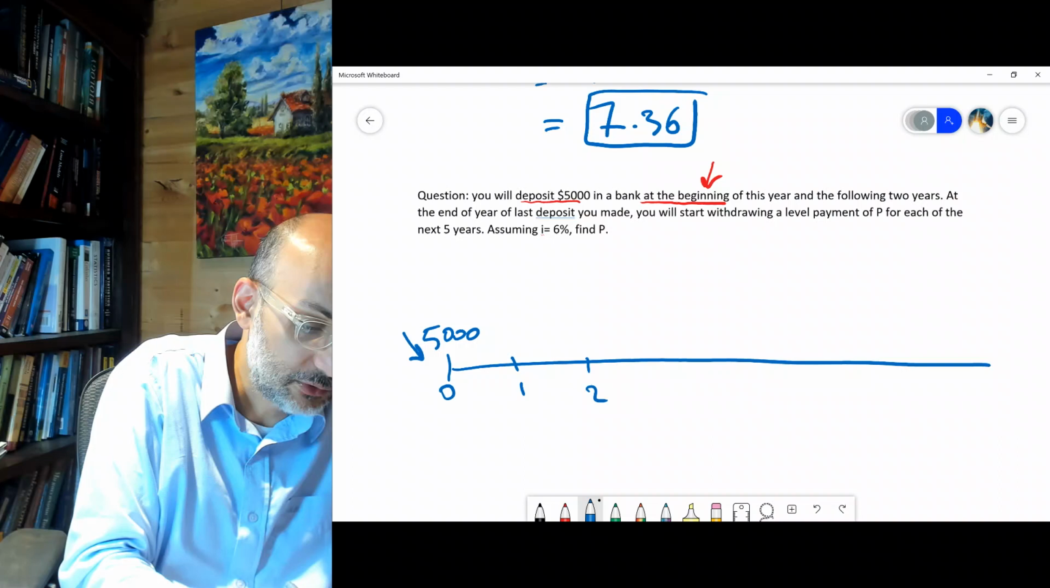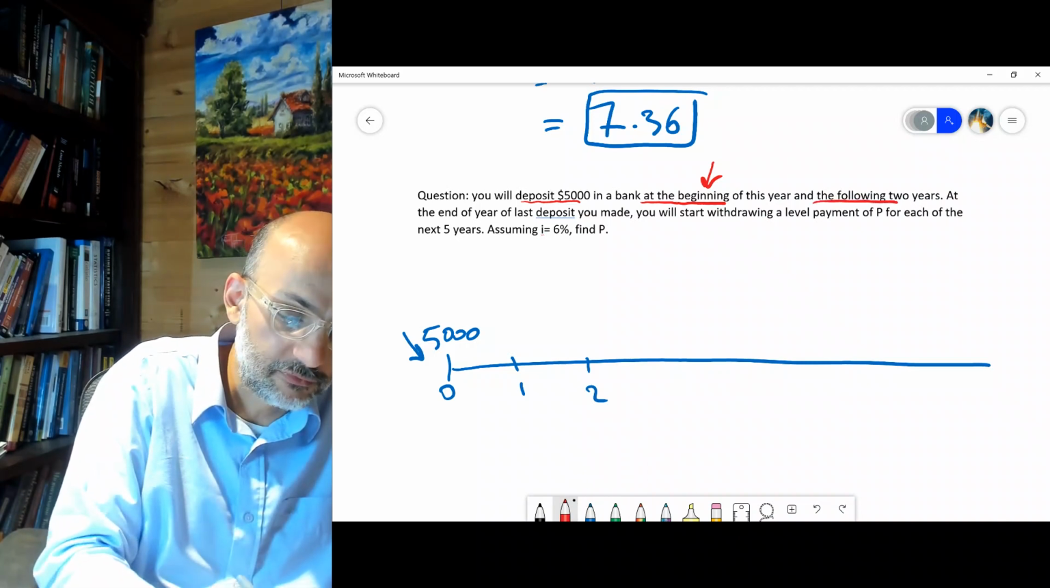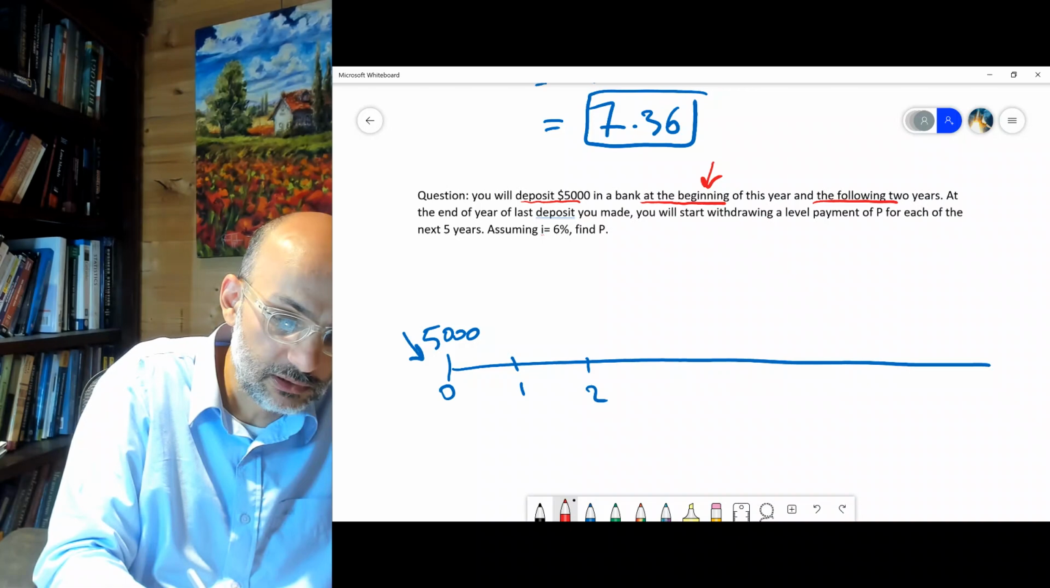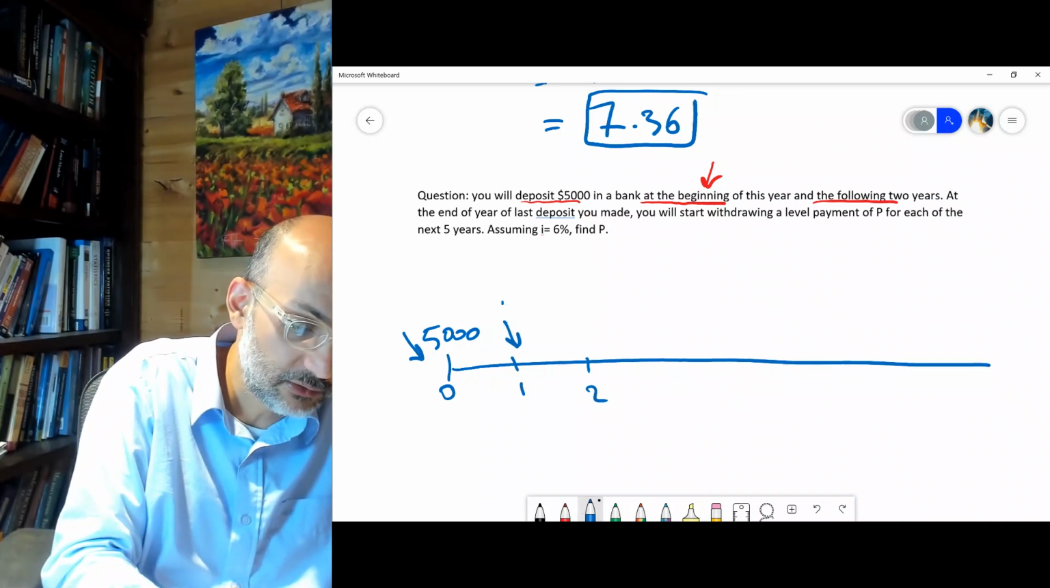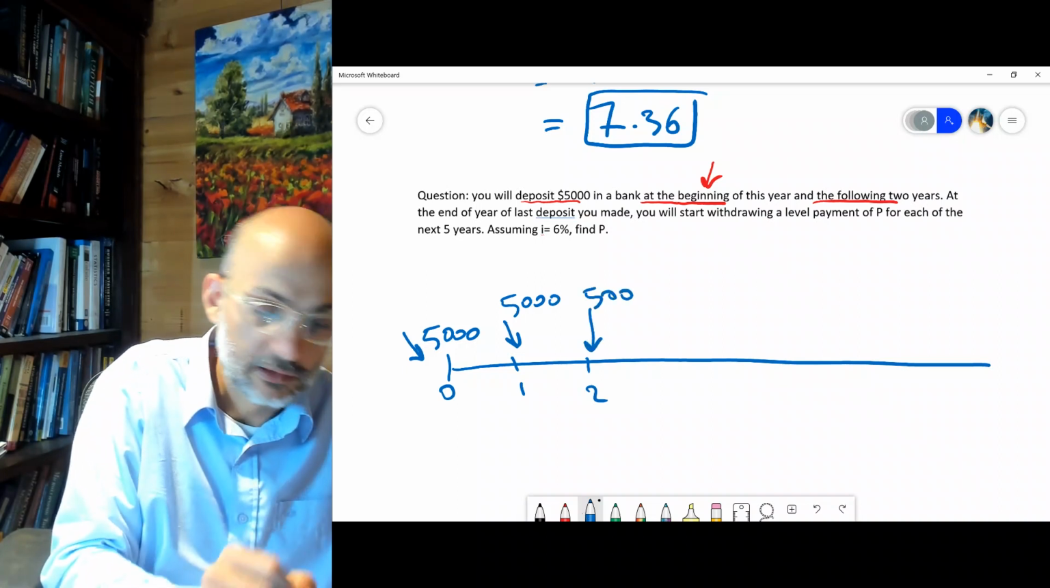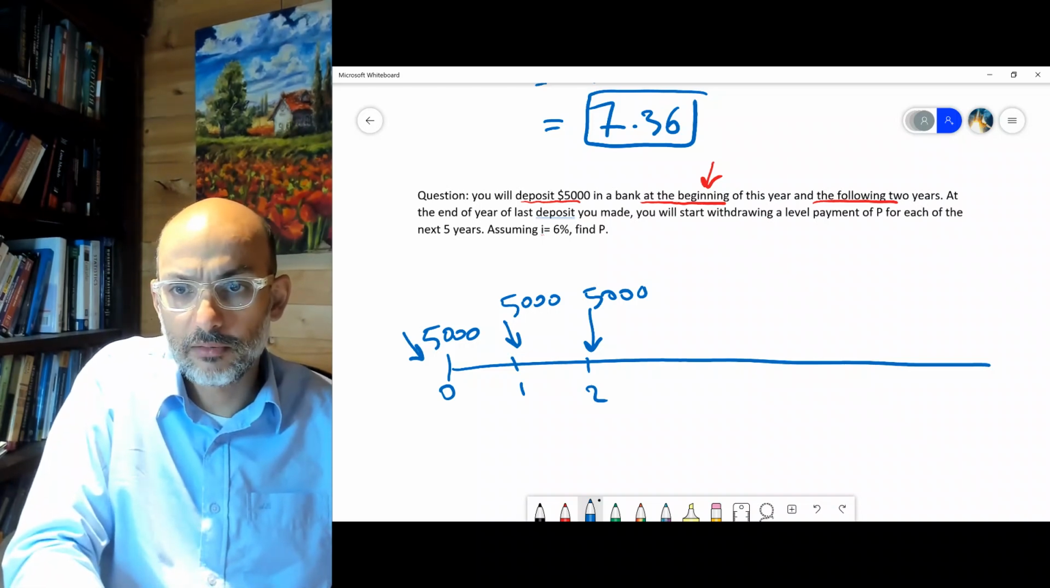Let's have an arrow to know it's a deposit at the beginning of this year and the following 2 years. So at the beginning of the following 2 years. So at the beginning of this year and the following 2 years, right? We have another 5,000 here and then another 5,000 here. This should be clear, right? So the language of the question is very important to really pay attention to, right?